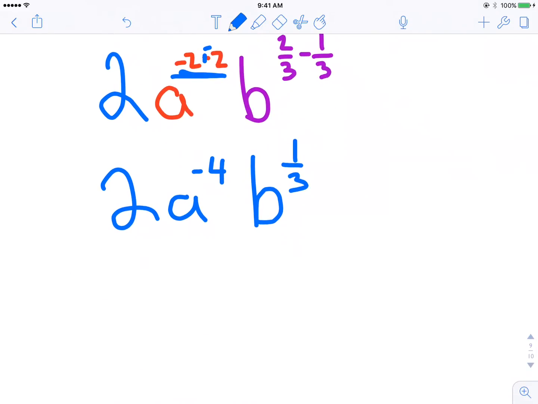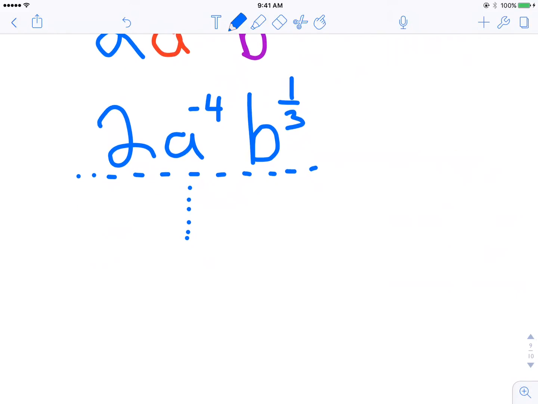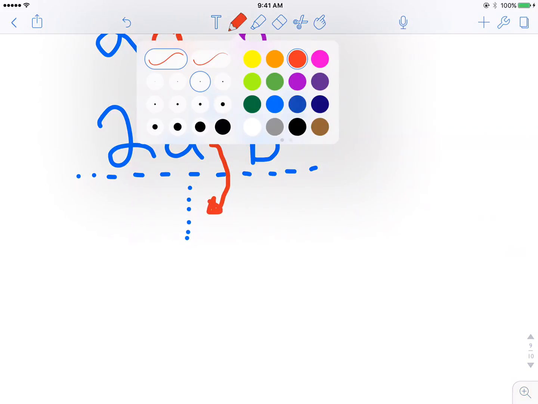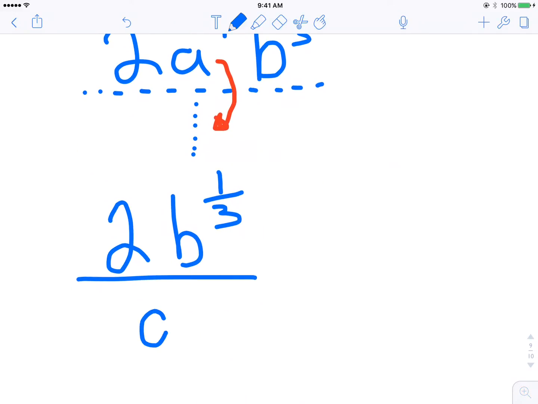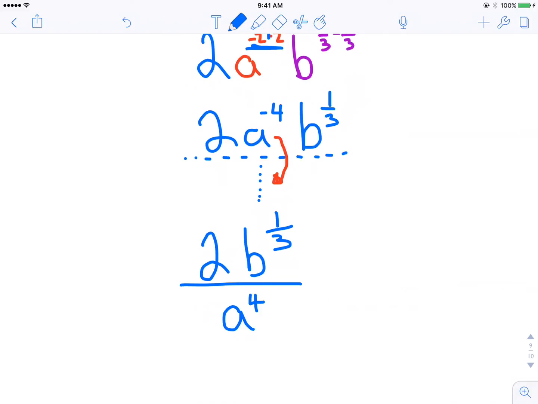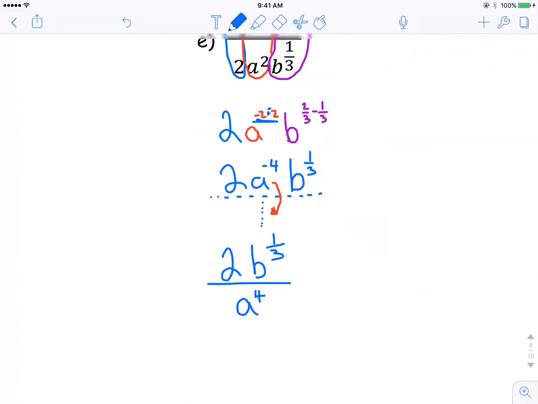And if you've done enough work with these, you should be able to see that if this is all a fraction, then all I have to do is move my negative exponent to the other side of the fraction and change the sign of the exponent. So this is going to be 2 b to the 1/3 all over a to the 4th. And that one would be done.